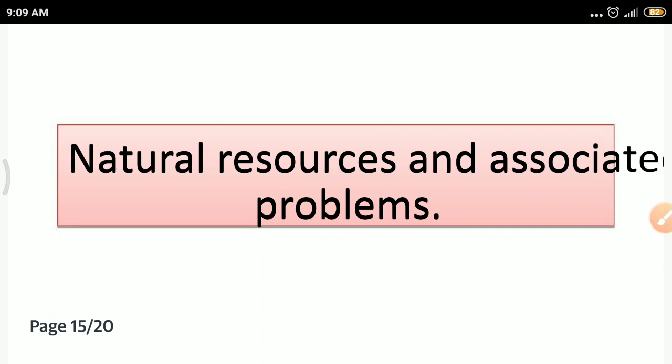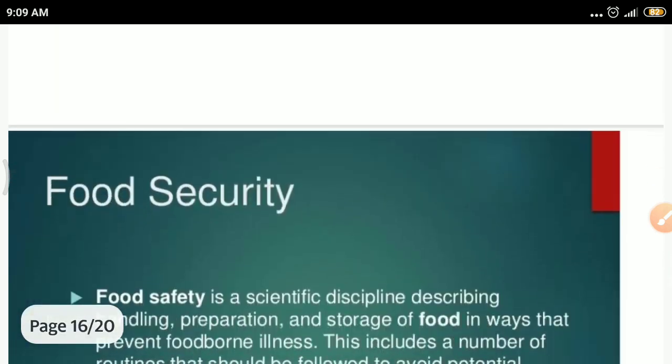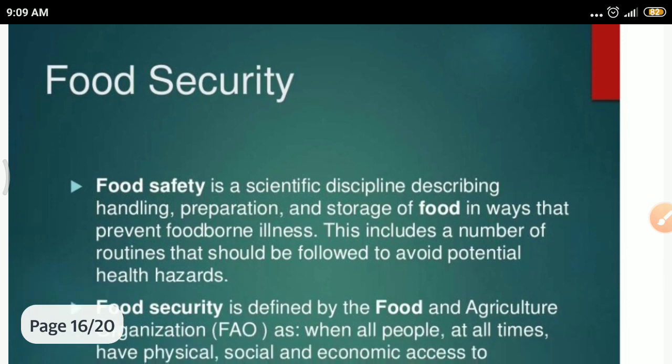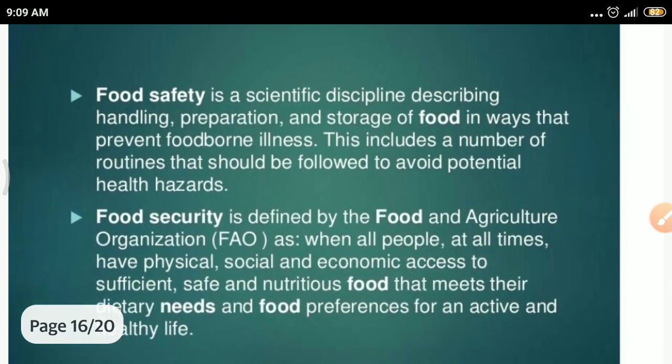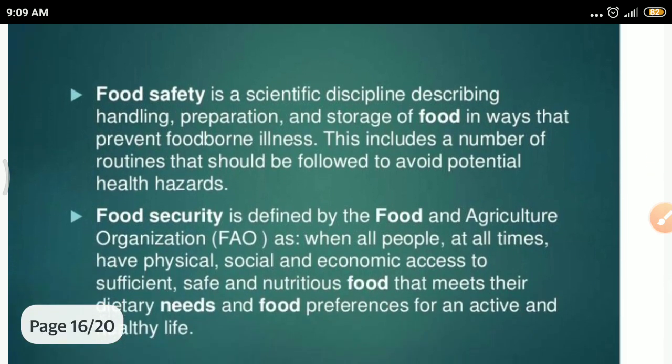What are the problems which are associated with these natural resources? If we continually use these resources, that will lead majorly to food security issues. Food security we can categorize into two parts: food safety and food security. Food safety means what? Availability of quality foods. It is a scientific discipline which describes handling, preparation, storage of the food. So that is related with food safety.